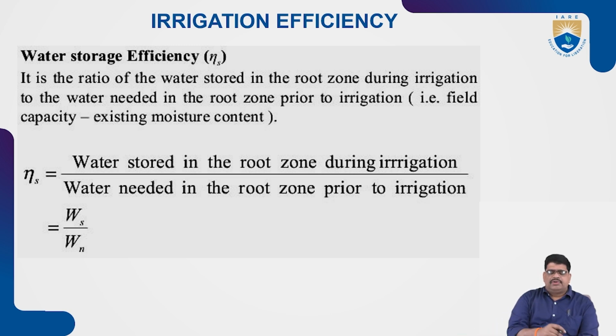Let us look at water storage efficiency, which is equal to water stored in the root zone during the irrigation time. During the irrigation time means how much water can be stored during the cultivation, during the irrigation time only. Next, divided by water needed in the root zone prior to irrigation, that is, how much water is needed for irrigation purposes.